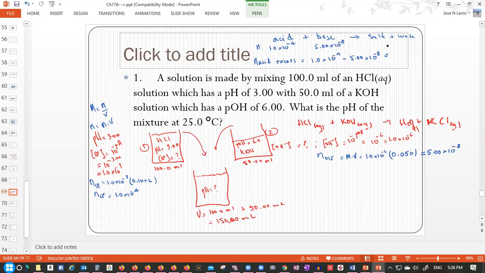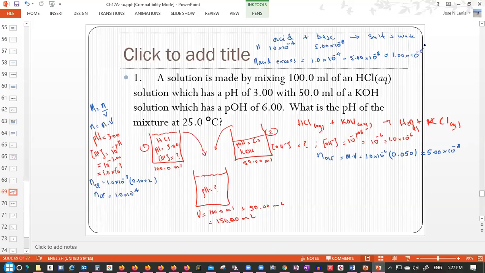1.0 times 10 to the negative 4 minus 5.0 times 10 to the negative 8 equals 9.99, basically 1 times 10 to the negative 5, rounded off. 1.00 times 10 to the negative 5.